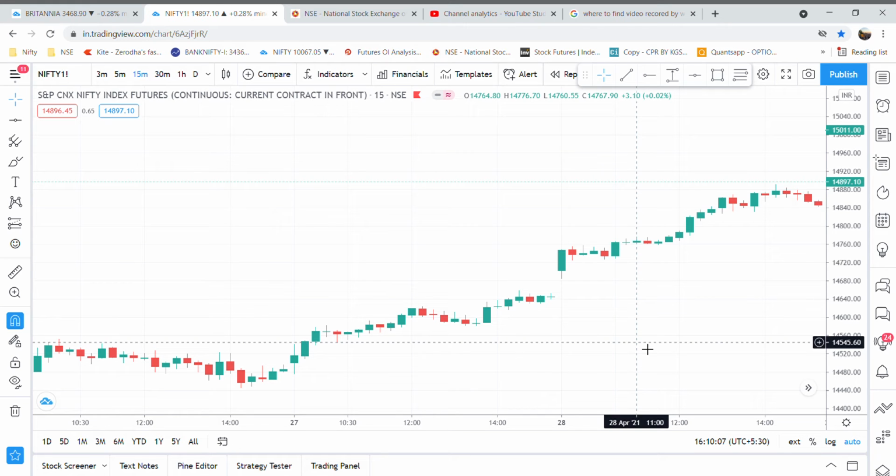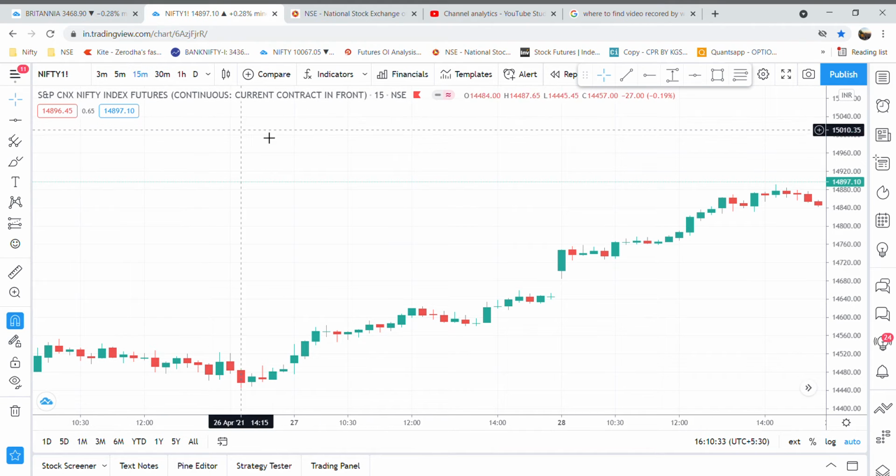Hi guys, I've been asked many a time how one can find out whether Nifty on a particular day is going to be trending or range bound. So I thought, why not make a video and show you a very simple trick to find the same. For this exercise, what we would need is a Nifty chart on a 15-minute time frame.